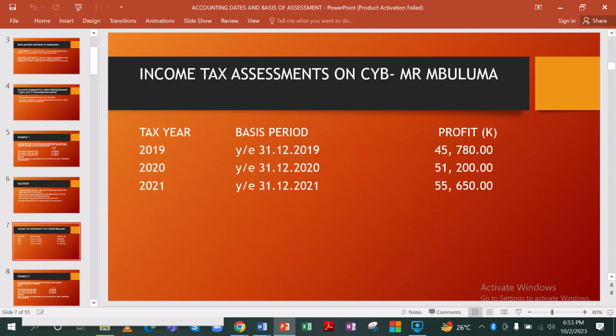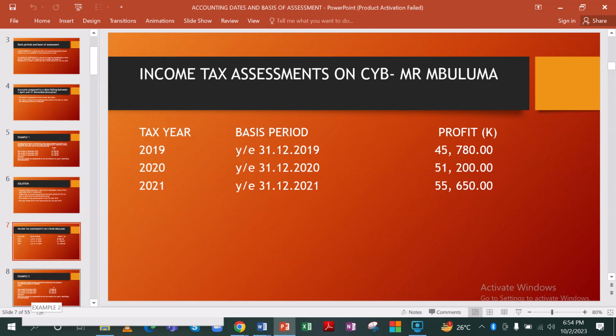We have tax year 2021. We look at the period of the income, year end 31st December 2021, and the figure is 55,650 to be assessed. So that's how we determine the income tax assessments on current year basis for the taxpayer, Mr. Mburuma. Okay, so that is how we use the current year basis.